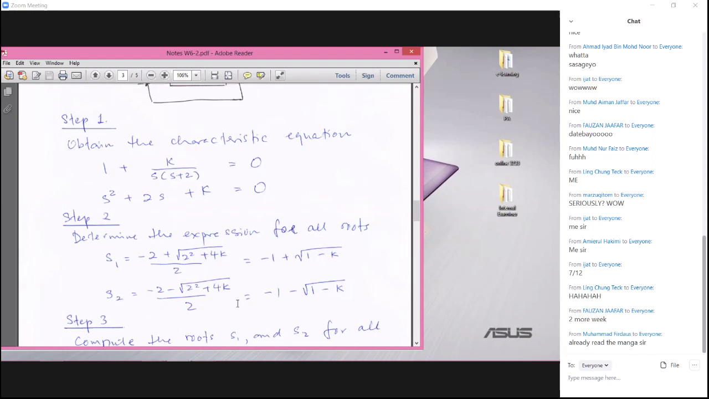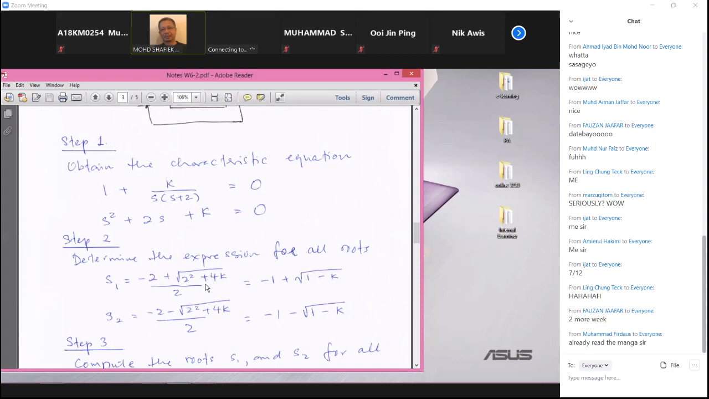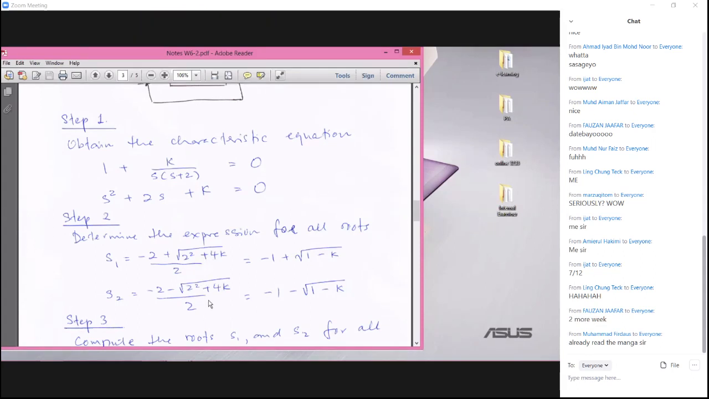See, there's a mistake there. There should be minus. This should be minus: negative b plus or minus the square root of b squared minus 4ac, not plus. Let me make a correction there. So this should be minus. This minus here is correct.